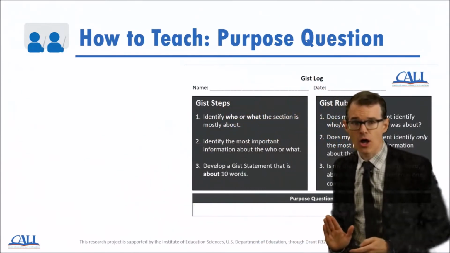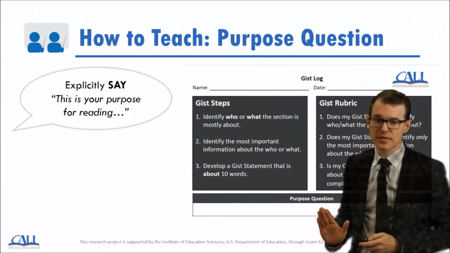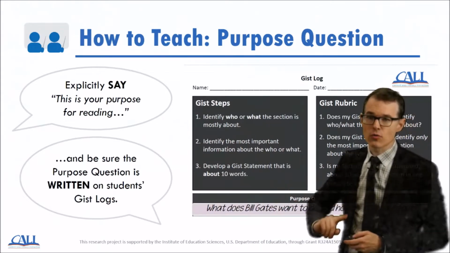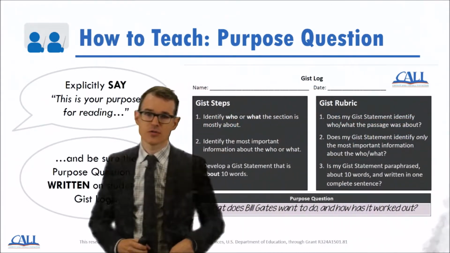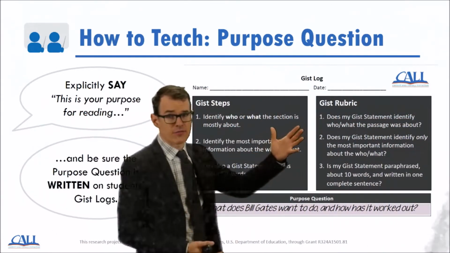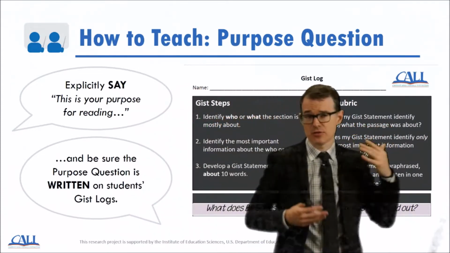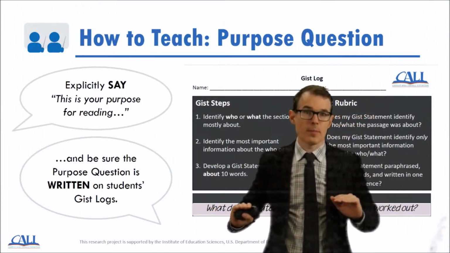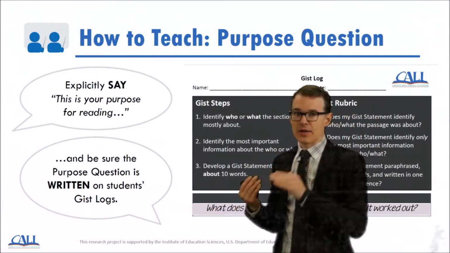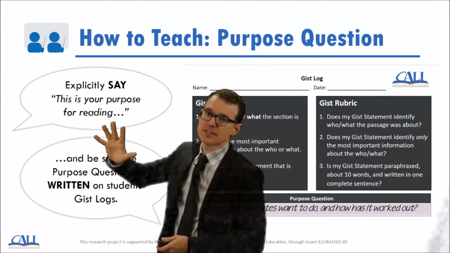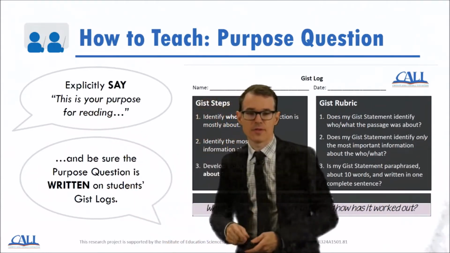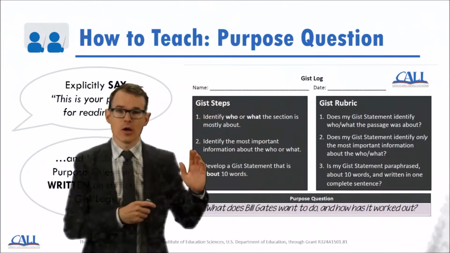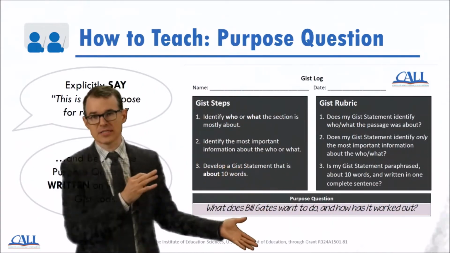You're going to have it on the gist log, and you're going to tell them explicitly that this is your purpose for reading, and again, you want to write it down on the gist log so students have access to it. So you're going to photocopy the gist log for students each week, and so you are going to write on the gist log what the purpose question is to help students get ready for the text. And you're going to tell them, this is why we're reading, this is our purpose, and read them the gist question there. Okay, so now we've talked about how to create a purpose question ourselves and then how we're going to teach it to students.